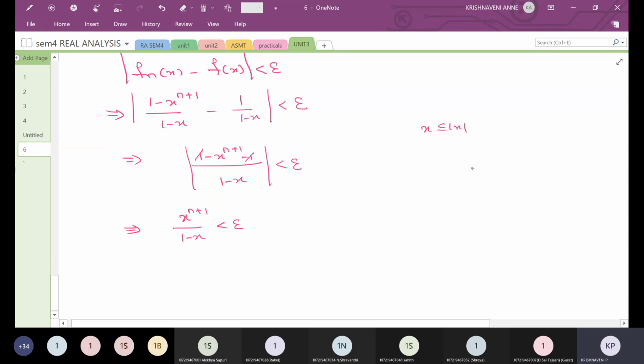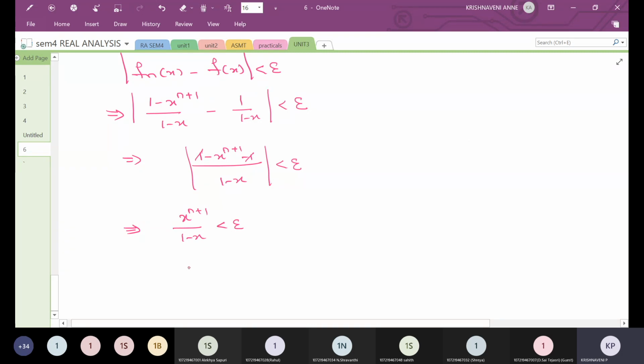Now our aim is to find the value of n naught, which is greater than some value, where n naught is depending only on epsilon. It should not depend on x if it is uniformly convergent. If it is pointwise convergent, it can depend on epsilon and x. But if it is uniformly convergent, it should not depend on x. Now, from this, I am going to find the value of n.